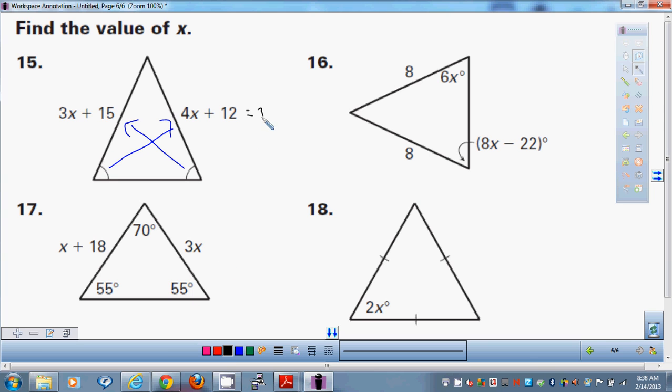So, minus 12. 4x equals 3x, what was that, plus 3? Minus 3x on both sides. And you get x equals 3.